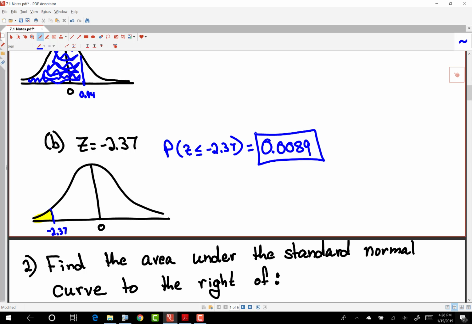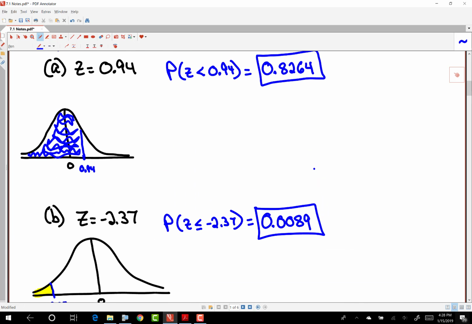Now, the reason for drawing the picture is kind of twofold. One is it can kind of help you see that your answer makes sense. If you look at this one where we drew the picture, it's going to make sense that we have a very small area, which we do. It's less than 1%. If you look at the first one, 50% occurs at 0, so I know I'm going to get an answer bigger than 50%, which I did.